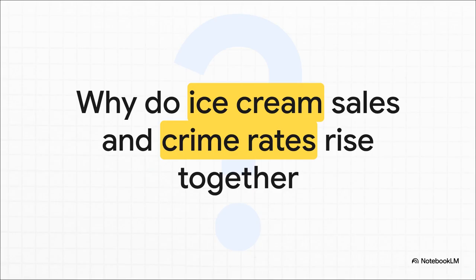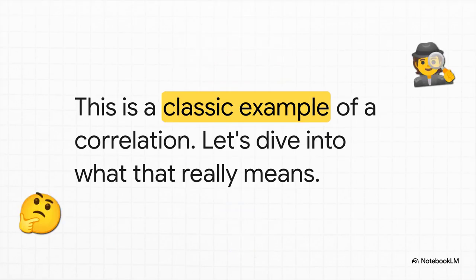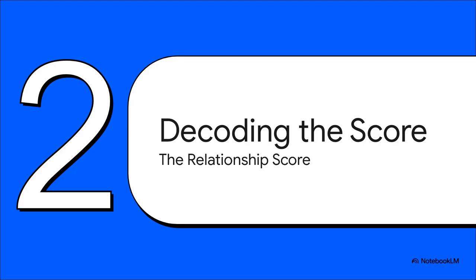I mean, does eating a scoop of ice cream suddenly give you the urge to go out and break the law? It sounds completely absurd, right? Well, that weird connection between ice cream and crime, that is the perfect way for us to jump into our topic. It's a textbook example of a statistical correlation. So to solve this little mystery, we first have to get a really good grip on what that word actually means. Let's talk about decoding the relationship score.